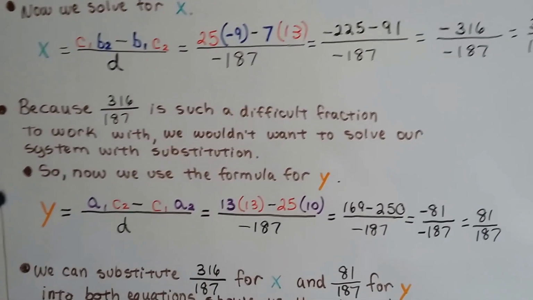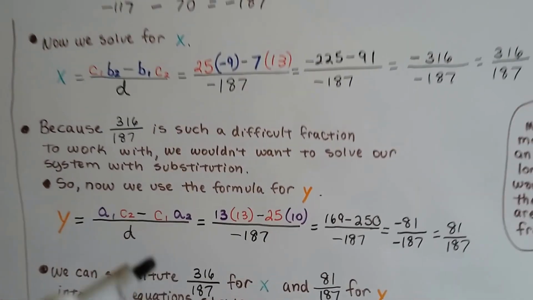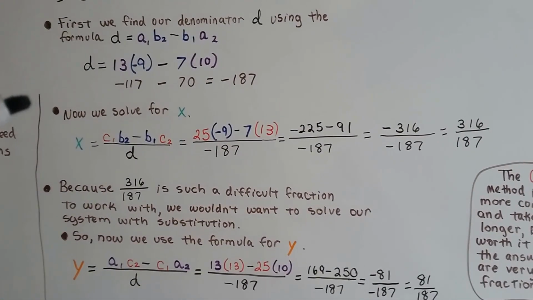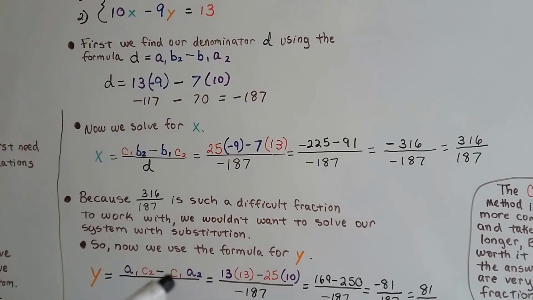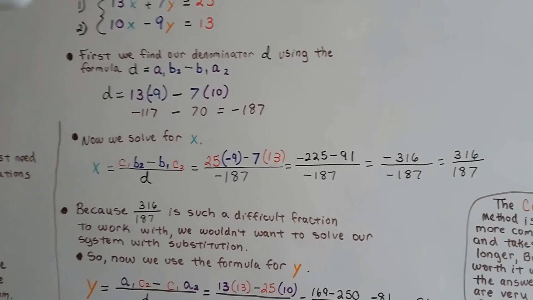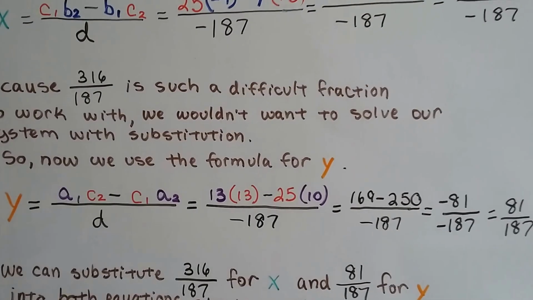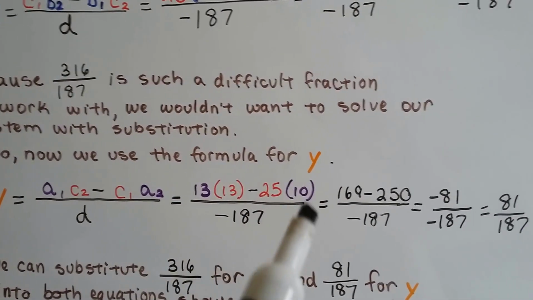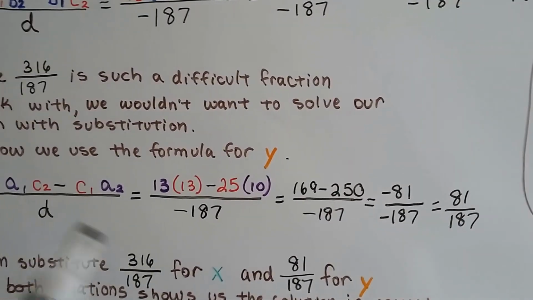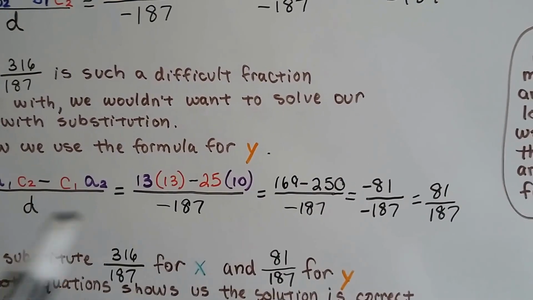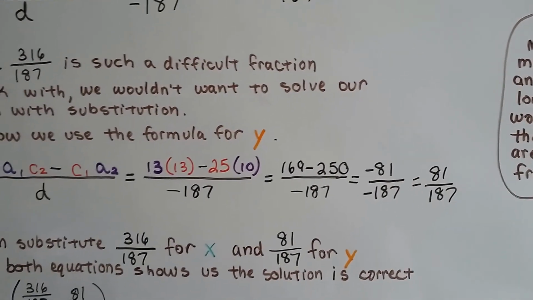So now we can use the formula for y, and that was a1 times c2 minus c1 times a2, all right? So that means a1 is 13 times 13, okay? Then we got c1 times a2. So now we've got 25 times 10. We need to subtract from that other one. So now we've got 13 times 13 minus 25 times 10. That's going to give us 169 minus 250. That's going to give us negative 81. And it's still over our denominator. The denominator hasn't changed. And because these are both negative, we get a positive 81/187ths.